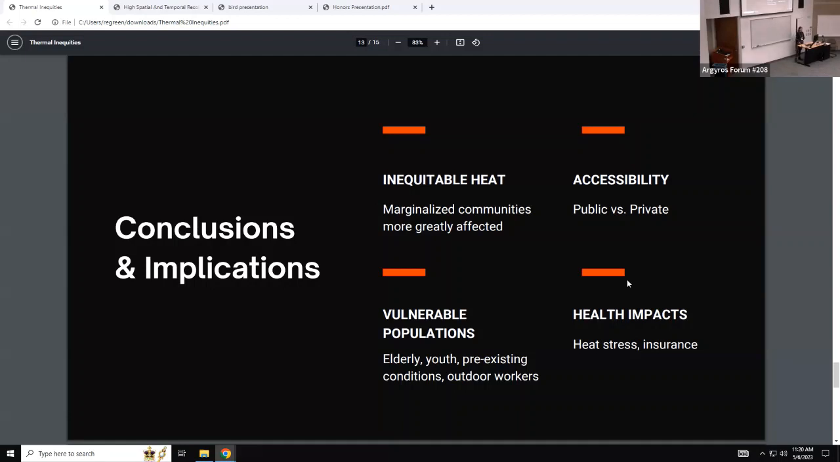Speaking of access, as I mentioned earlier, the coolest space in South LA during that heat wave was a golf course. And so that begs questions of what is public versus private and what do people have access to.